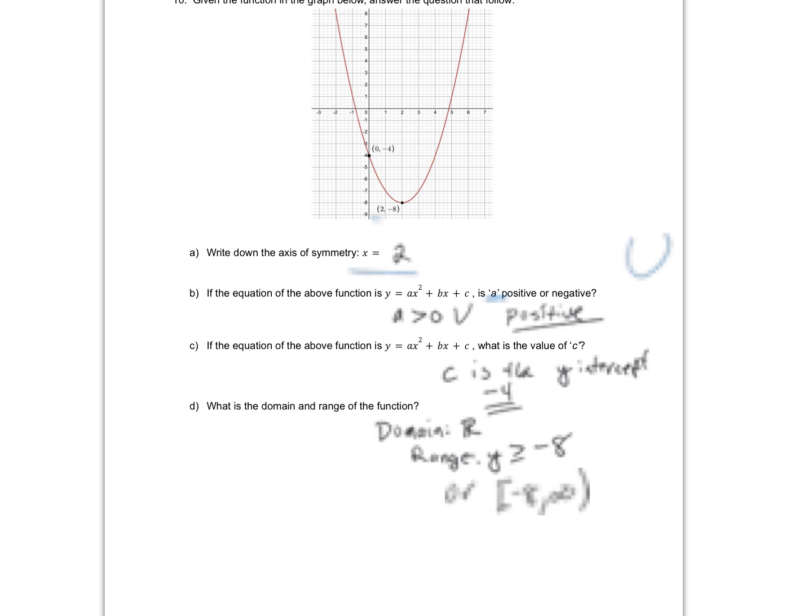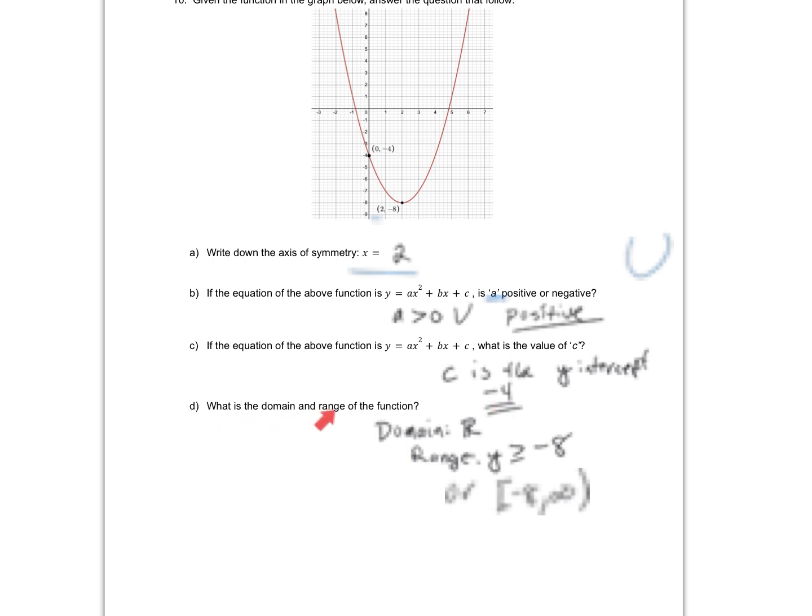To find the value of C in an equation like this, y equals ax squared plus bx plus c, I want the value of C. All I have to do is look at the y-intercept, 0, negative 4. That negative 4, the x is always going to be 0 wherever the y-intercept is. The y value is negative 4. That is the value of C, because if I put in 0 here, this makes this whole thing go away. What's left is C. So C is the y-intercept, which is negative 4.